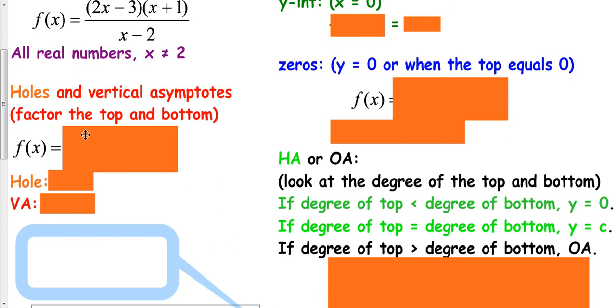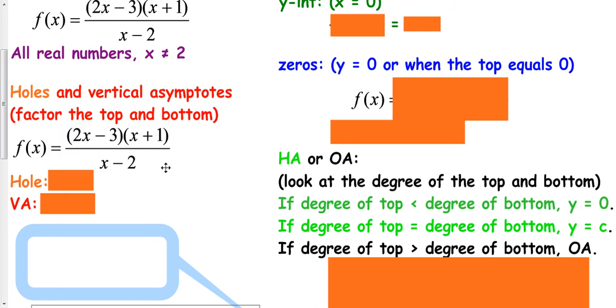Then you need to look for vertical asymptotes or holes. Vertical asymptotes are what causes the bottom to be 0 if you don't have any common factors. We have no common factors here, so we have no holes. But we will have a vertical asymptote at what causes the bottom to be 0, and in this case it's x equals 2.